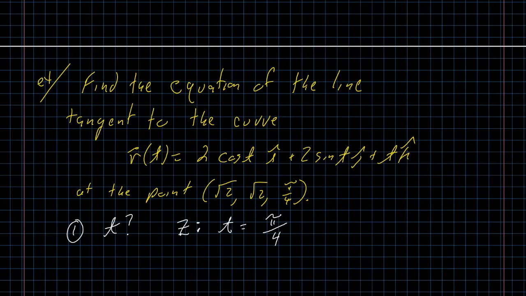We can double check. If I put t equals pi over 4 into the x component, 2 times the cosine of pi over 4 is the square root of 2. And I can check in the y component, 2 times the sine of pi over 4 is also square root of 2. So this point absolutely does work. We're looking at a point that is on the curve and we know when it happens, and that's important.